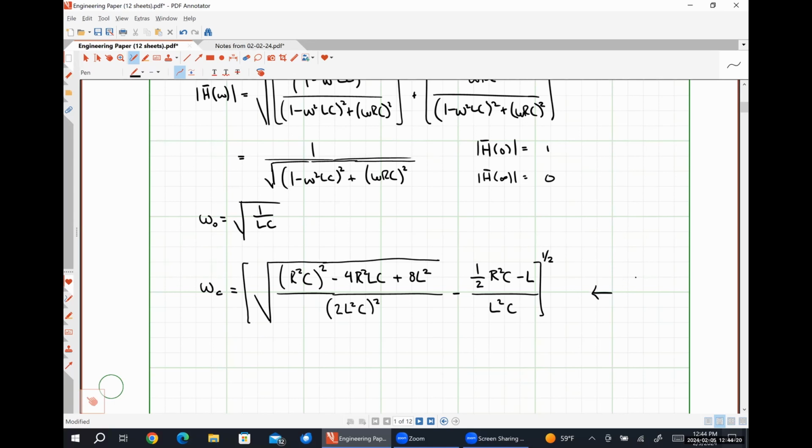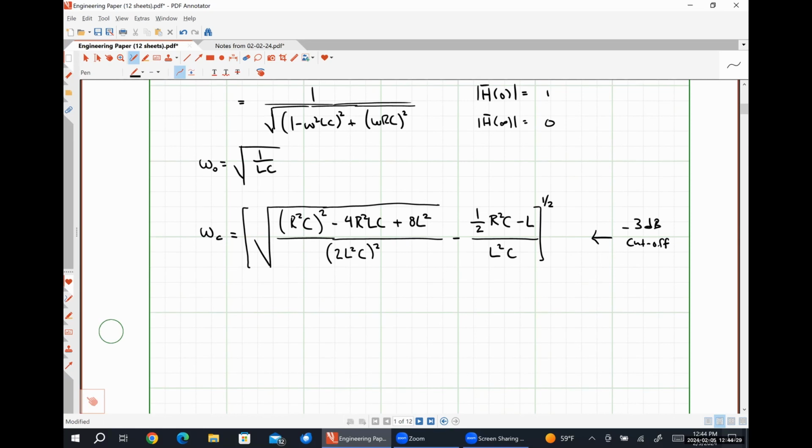So this is our minus 3 dB cutoff. And our phase response will be the inverse tangent of negative omega RC over 1 minus omega squared LC.